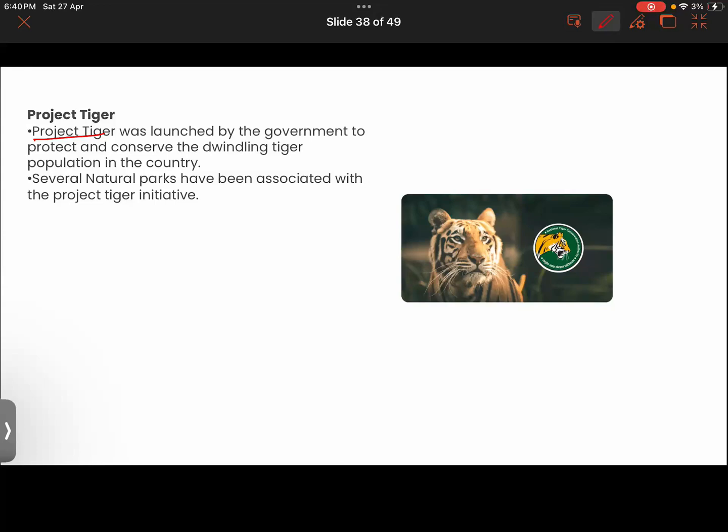Tiger Initiative. Getting it now? So basically, what was the purpose? The purpose of Project Tiger was to conserve the population of tigers. Okay, now when was it launched? It was launched in the year 1973. Sometimes this question might be asked: what is the launch year? To be specific, it is 1 April 1973, launched by the government of India.